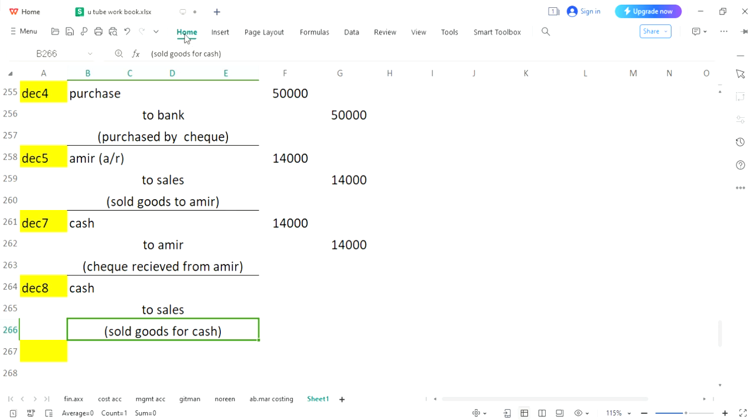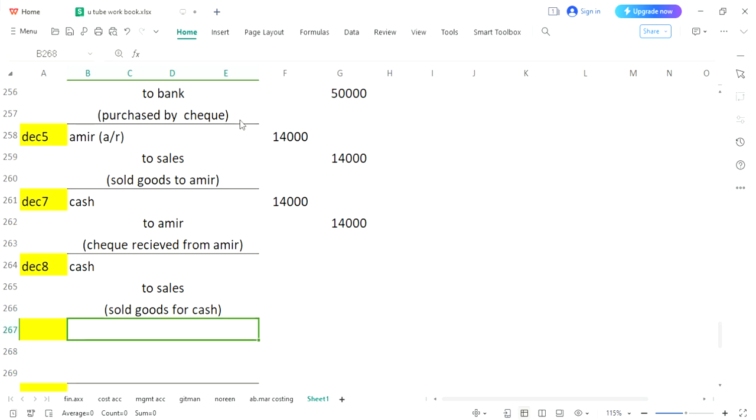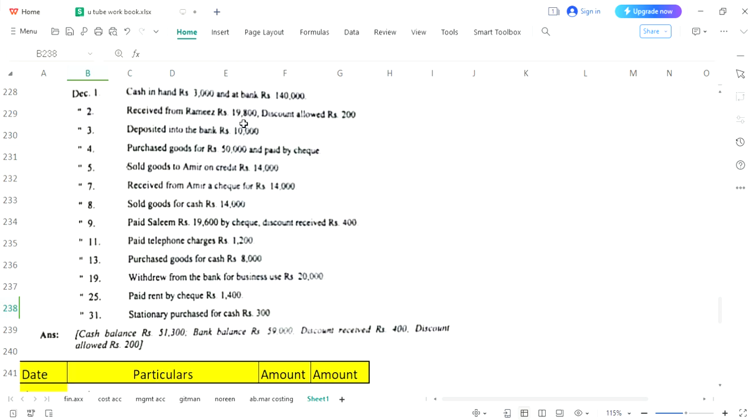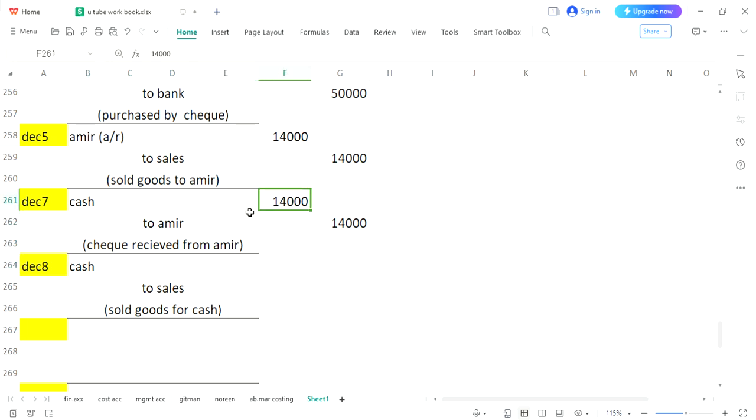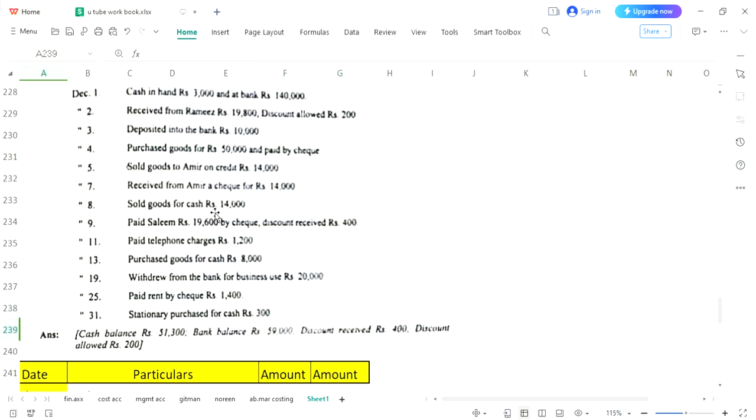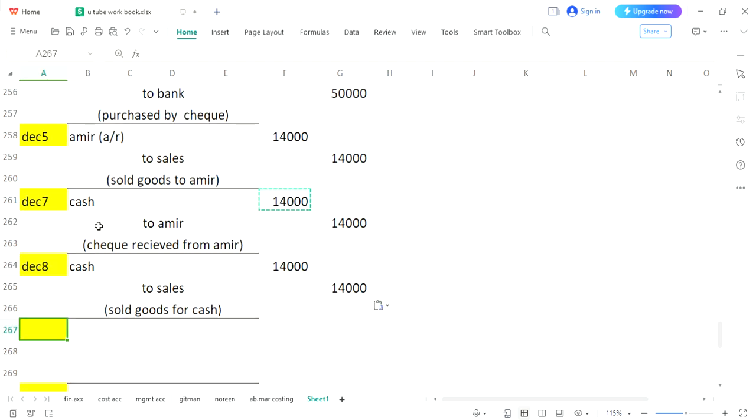Let's mark it as completed and put the ending border. So guys, in this way the December 8 entry has been completed, and that is for 14,000. We will write it on the debit side and the same amount will be posted on the credit side. December 8 is done. Now December 9 is our next target.